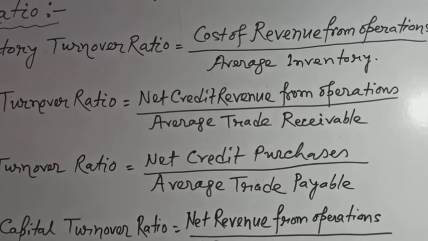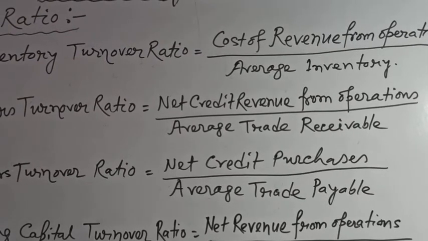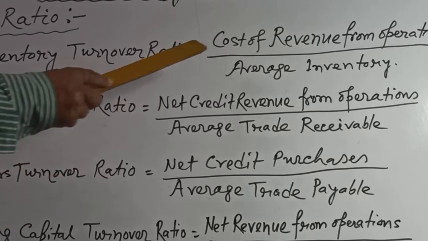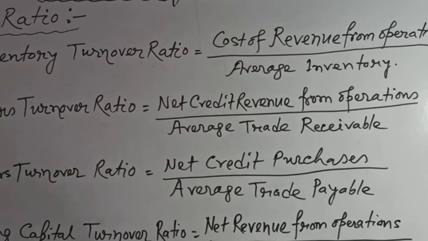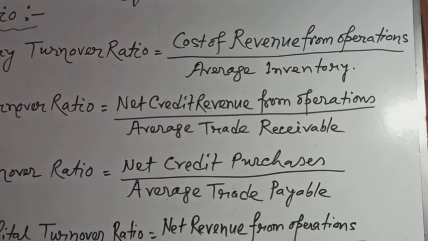Okay, and another way, cost of revenue from operation, from class 11 trading account, equals opening inventory plus purchase plus carriage inward plus wages plus other direct expenses minus closing inventory. Okay, that is known as cost of revenue from operation. Now, what is the importance?